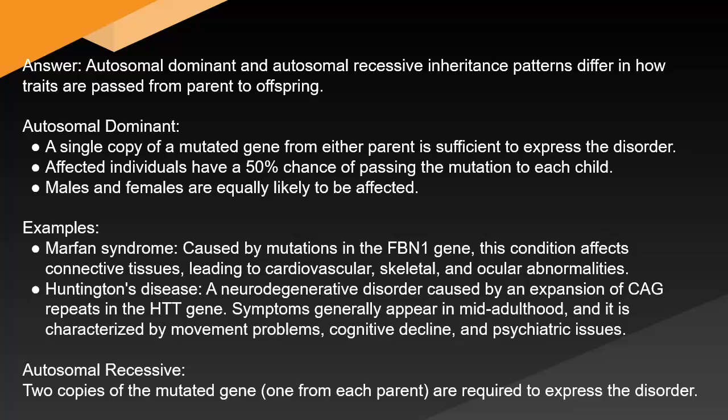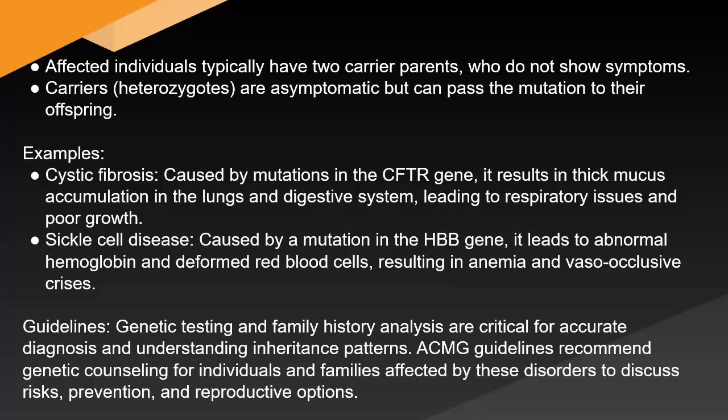Autosomal recessive: two copies of the mutated gene, one from each parent, are required to express the disorder. Affected individuals typically have two carrier parents who do not show symptoms. Carriers (heterozygotes) are asymptomatic but can pass the mutation to their offspring. Examples: cystic fibrosis, caused by mutations in the CFTR gene.